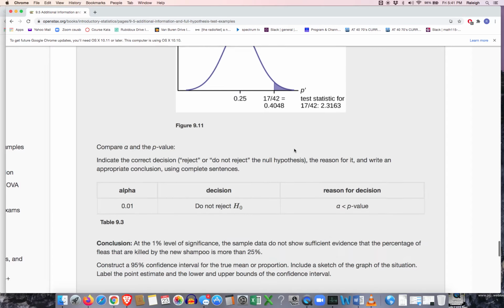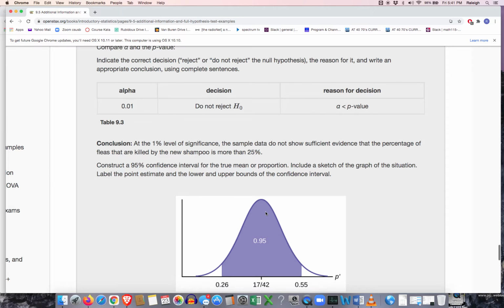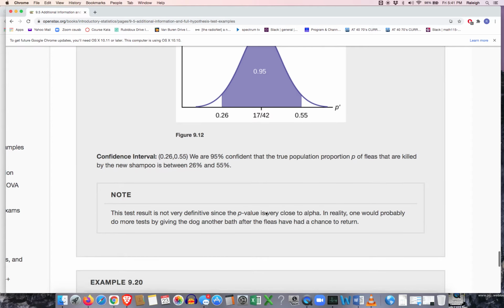However, it does say this. And as they rephrase it, at alpha 0.01, sample data does not show sufficient evidence that the percentage of fleas that are killed by the new shampoo is that much more than 25%. Yeah, that sounds strange, huh? Because intuitively, almost everybody would say, oh yeah, this is a lot more. Sounds good, but not really. So yeah, that's surprising. But we can do the confidence interval in a minute.